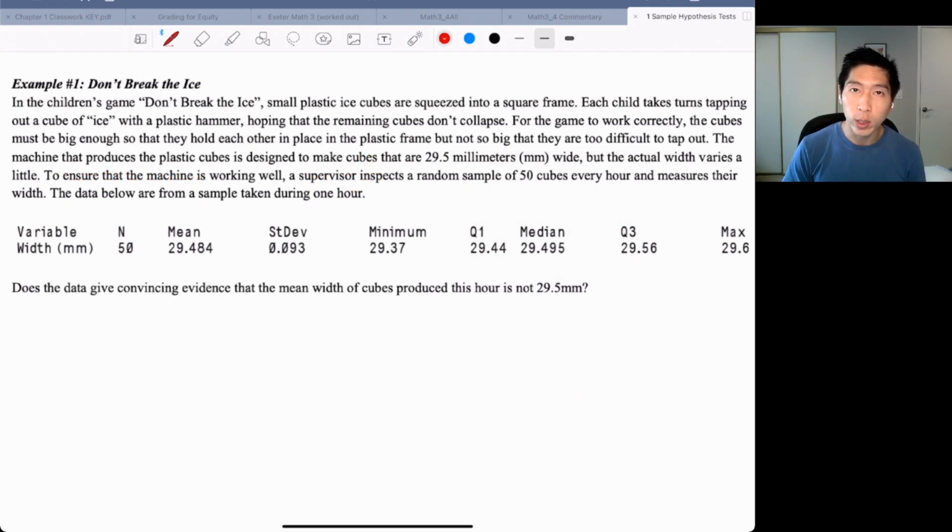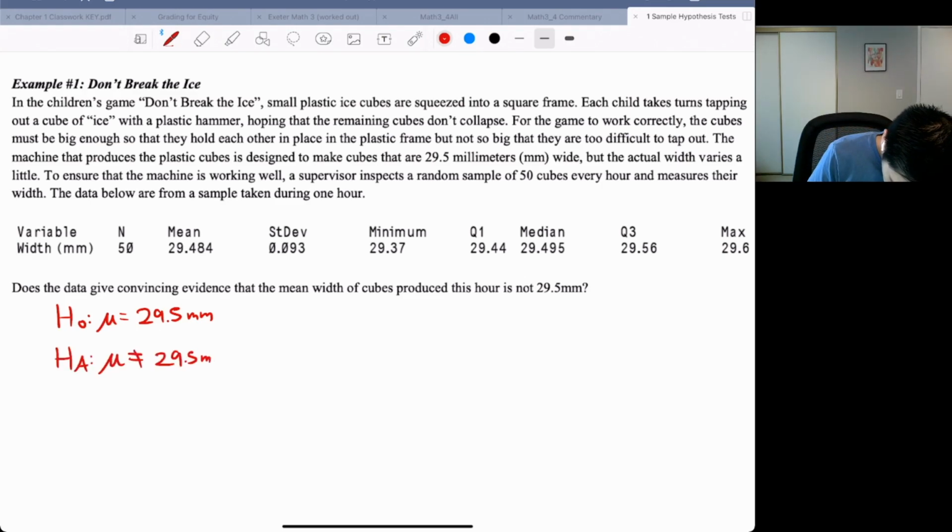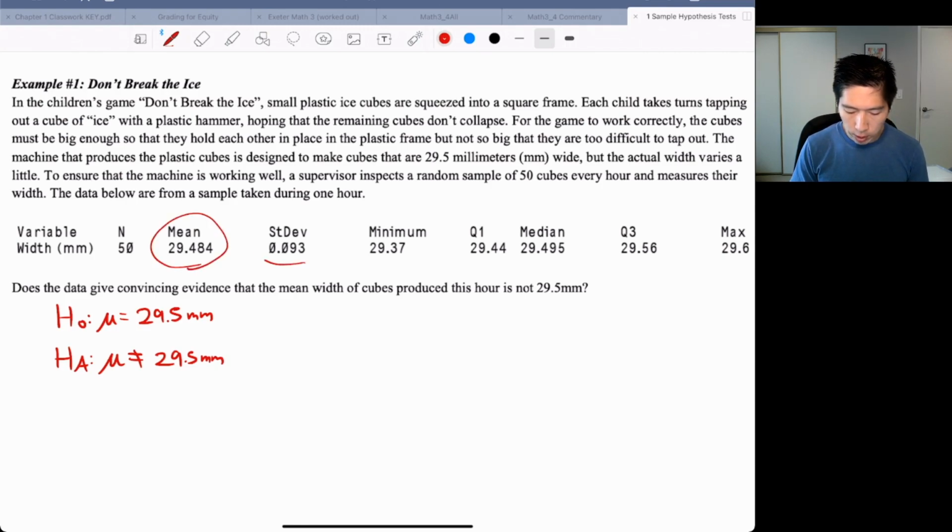Now we're going to look at a one sample t-test for sample means, using statistics first. In this example, we had the game Don't Break the Ice, where the ice cubes had to be exactly 29.5 millimeters. That's going to be our null hypothesis. If the cube varies too much from 29.5, then the cubes no longer work. Our alternative hypothesis is that the true mean cannot be equal to 29.5 millimeters. When we put this in our calculator, there's only three things we're going to need on top of this. We're going to need our sample mean, our sample standard deviation, and our sample size.